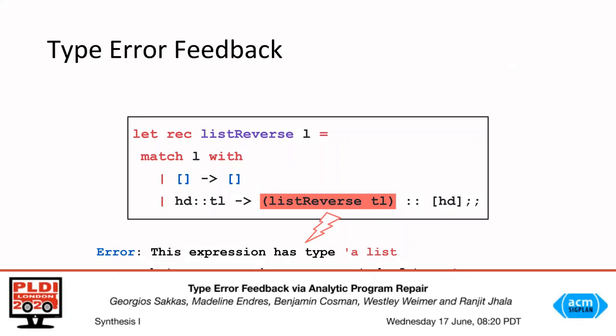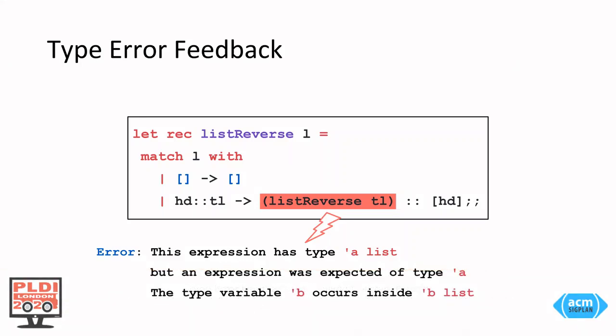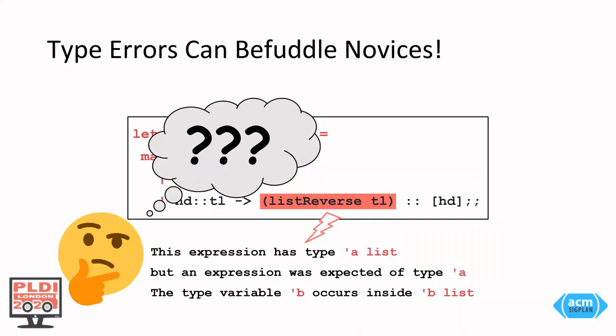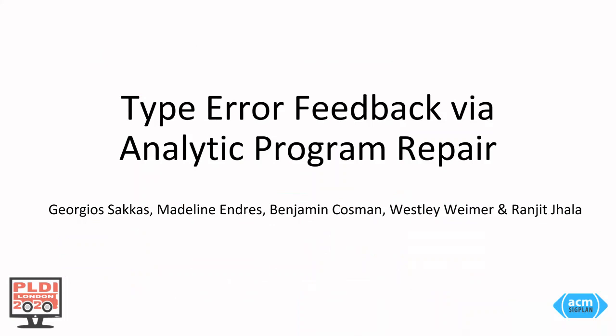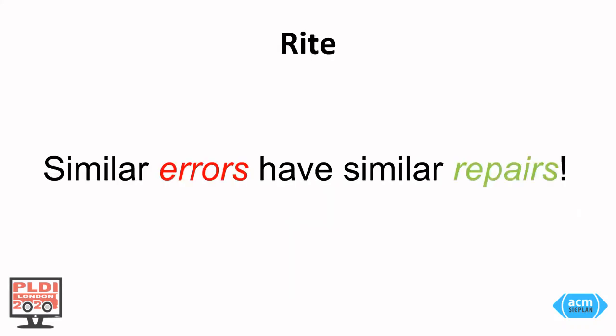Standard type inference error messages can be invaluable help to program development for experienced programmers. However, such error messages can befuddle novices and complicate learning. We present type error feedback via analytic program repair, providing feedback in the form of repairs that novices can apply to improve their code. Our approach is based on the insight that similar errors have similar repairs.